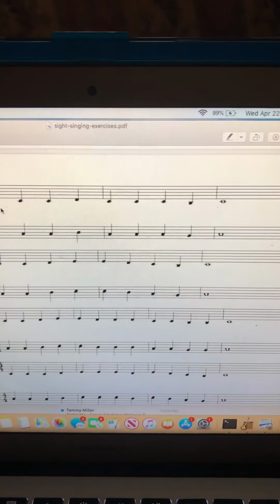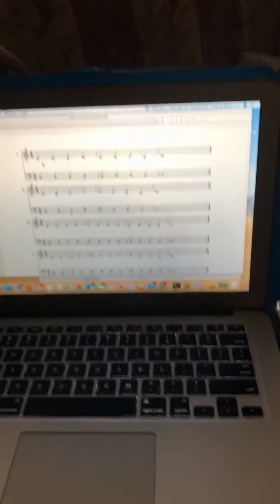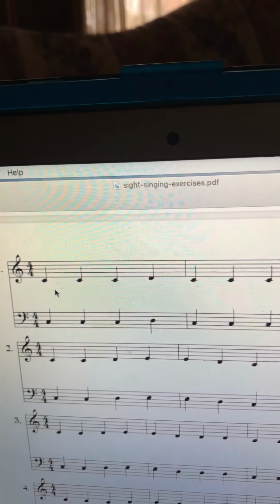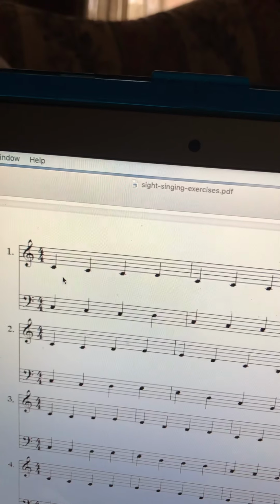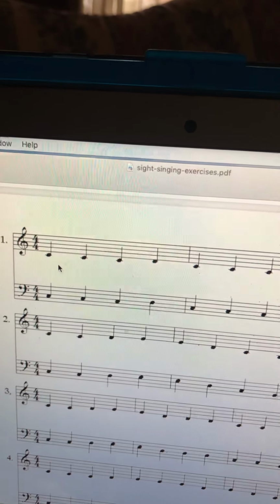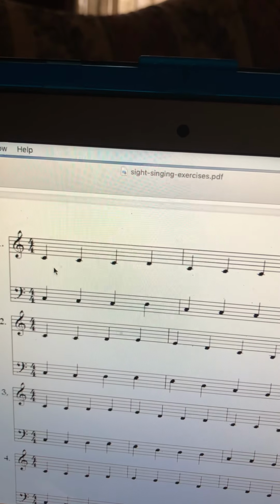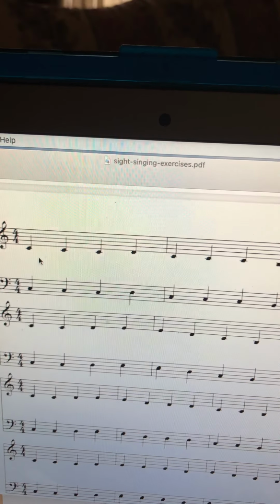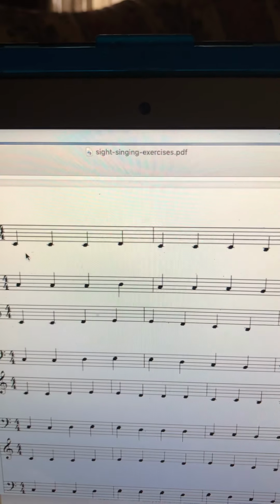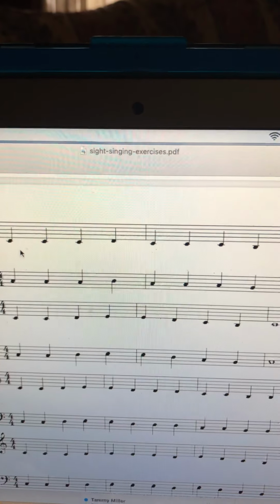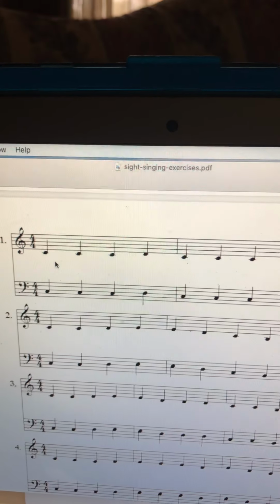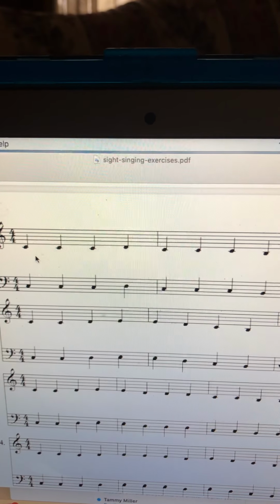Now, I would like to hear you try number 2, 3, and 4 on your own. And by the way, you can all read the top line, which is the treble clef. That bottom line is the bass clef, and that's something we're going to get into later in another lesson, although we have already touched on it.